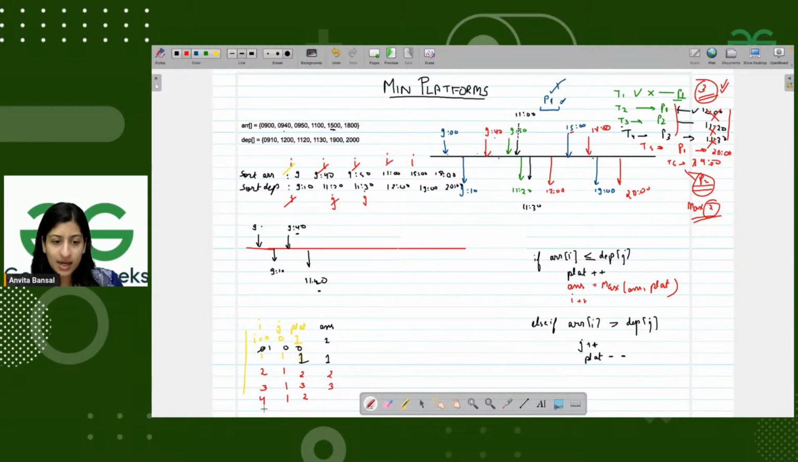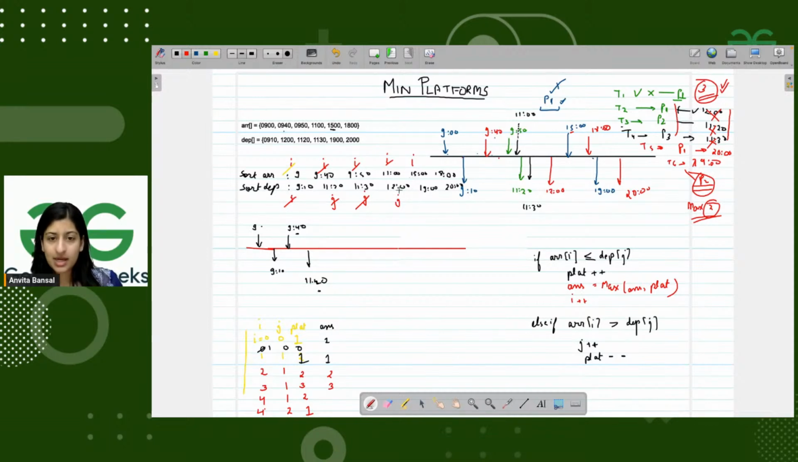Now my I is still at 4. I am again checking which condition holds true. ARR of I is being compared with departure of J. It is again greater. So when greater case, I go to else if. So I is still at 4 and your J has come at next position 0, 1, 2, which is 2 towards index, and your platform has reduced again, which will become 1, and you increment the count of J.